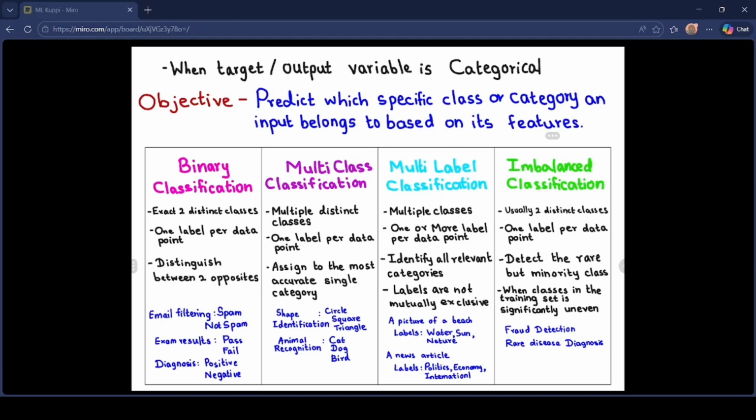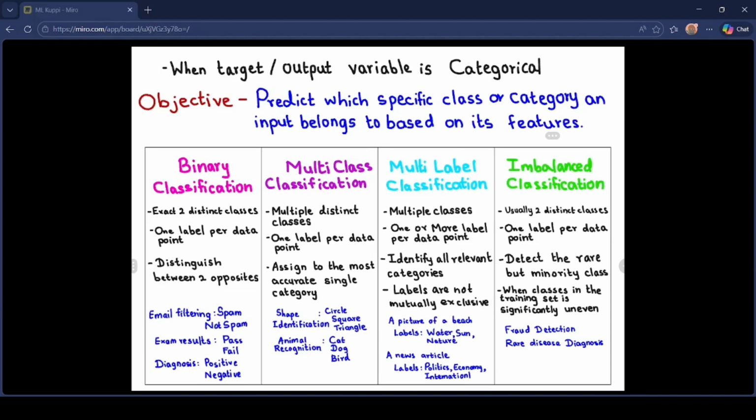The classes or the labels in this data set are not mutually exclusive. They are not distinct. We have overlapping classes. So the difference between multi-class and multi-label is that in multi-label classification, there are overlapping classes, and a multi-label model will always identify all the relevant categories that a data point falls under.